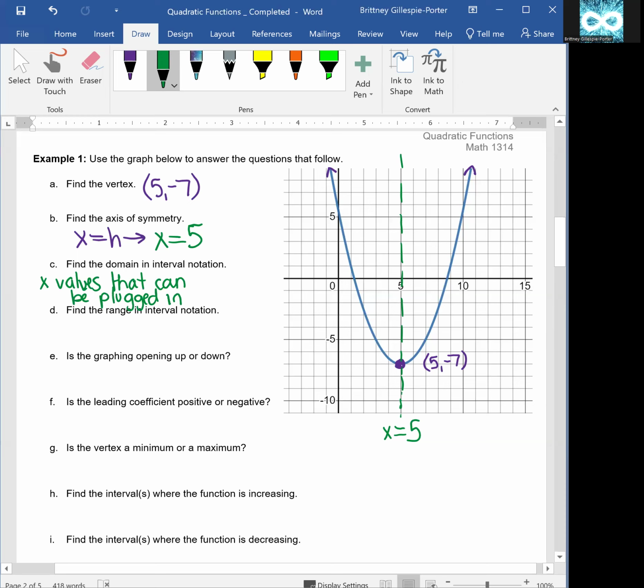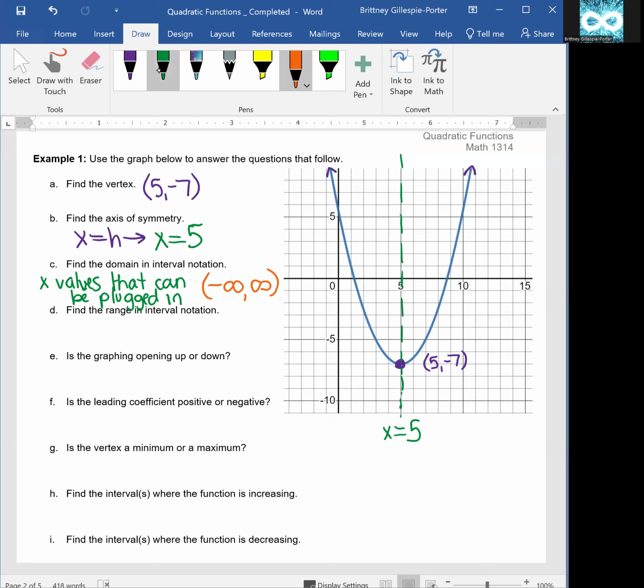So here, our domain, because it just keeps going and going and going, it's going to be -infinity, positive infinity. Make sure that you have parentheses around both pieces. We will not use a bracket on infinities because we can't actually hit infinity. That's why we use the parenthesis. We get as close as we can, but we never get there.